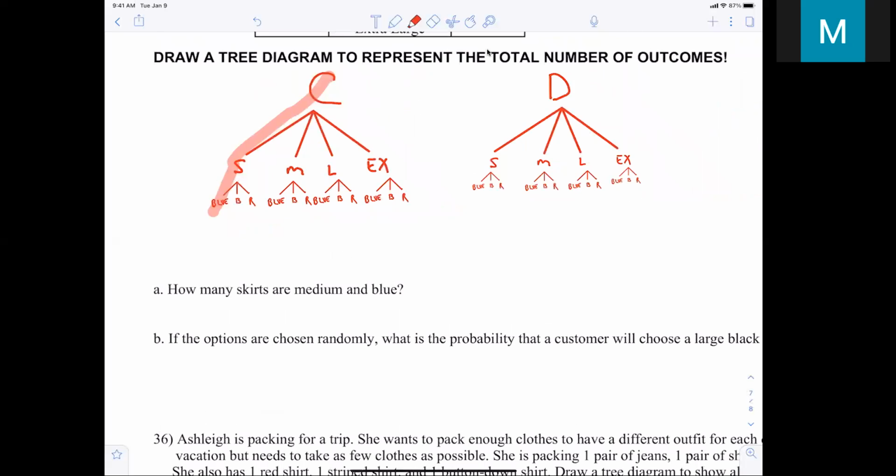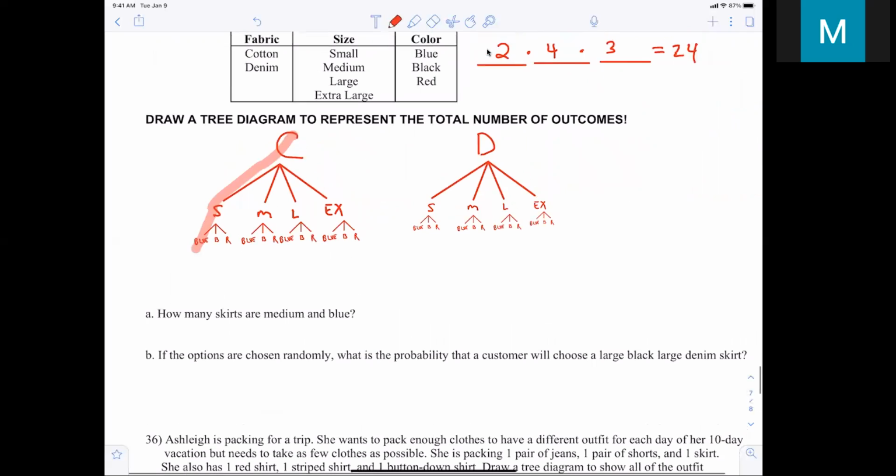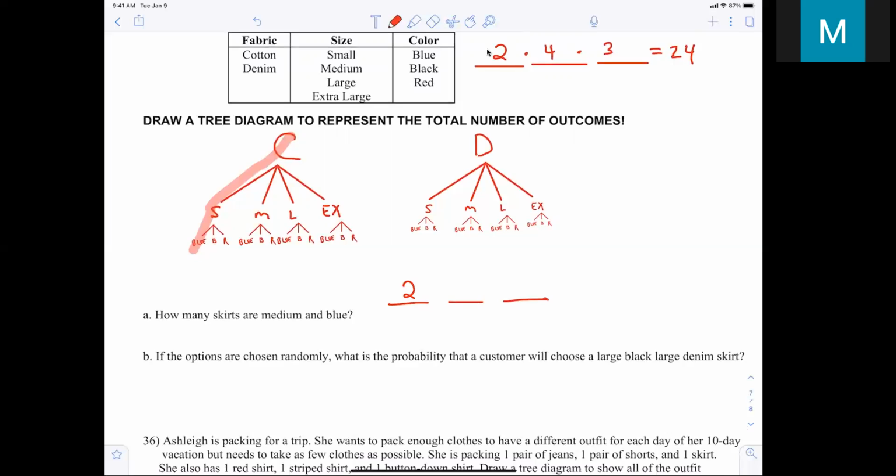All right. Now it says, how many skirts are medium and blue? How many? 2. Now let's say we didn't know. Look, you can pick the fabric, you can pick the size, and you can pick the color. You agree? How many fabrics are there? 2. Mediums, how many? 1. Blue, 1. There you go. That's how you can do that. Simple, simple. Really simple.